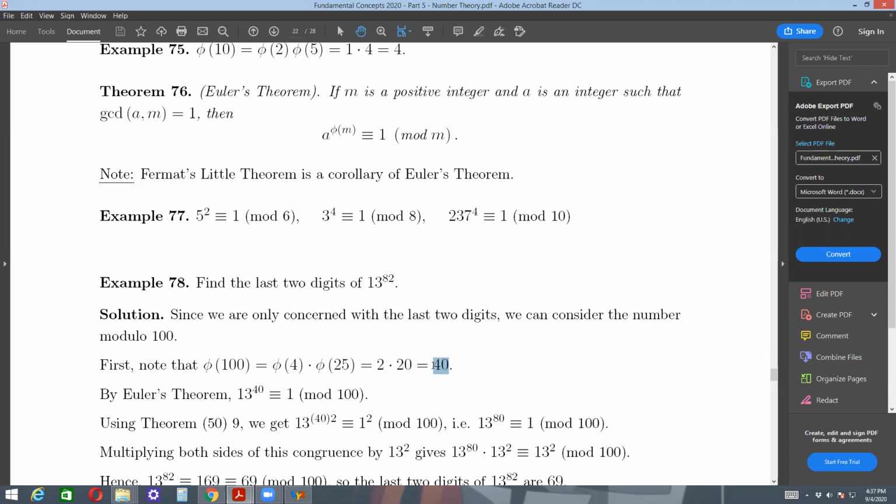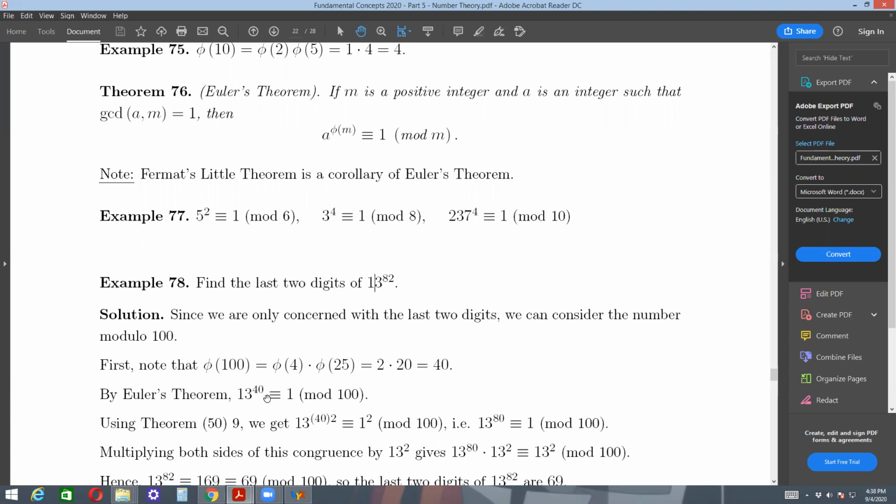Anyway, phi of 100 is 40. It means that 13 to the power 40 would always be congruent to 1 mod 100 by Euler's theorem. The reason I have 13 to the power 40 is because the number we have here is 13. If this was 17, then I would say 17 to the power 40 is 1. But anyway, 13 to the power 40 is 1.